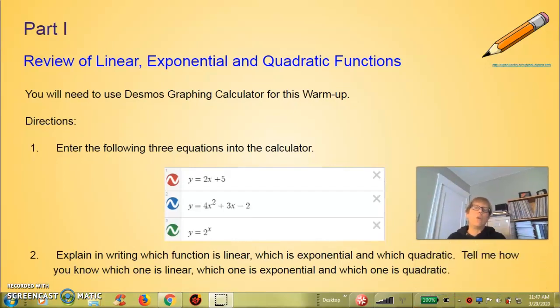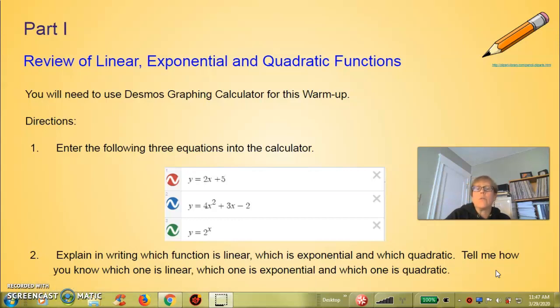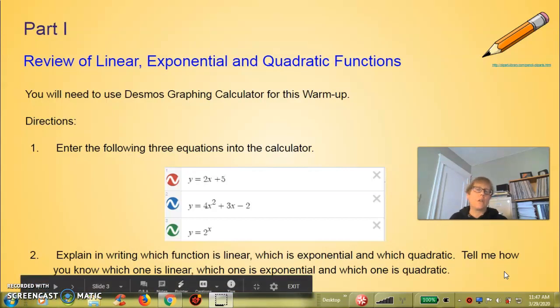and then I'd like you to tell me how you know that. All right, and you can use, of course, the graph to describe that. In fact, I want you to do that. So describe the graphs and how that helps you with this. All right, so pause the video. I want you to get these done. When you're finished, get the video going again.